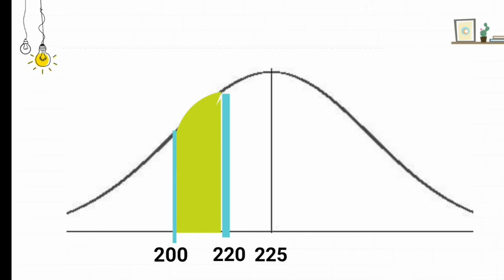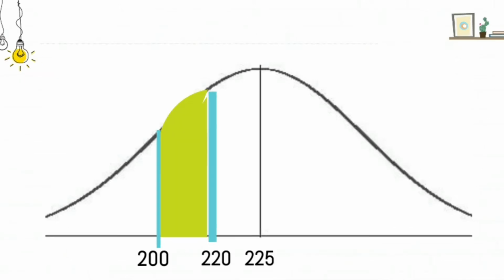For our first step, we're going to draw a figure and represent the area. As we can notice, our mean is 225, and the problem needs between 200 and 220. That's why the shaded part will be at 200 and 220.